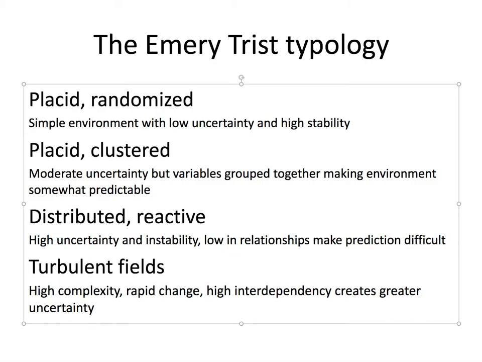Then you can have distributed and reactive environments where there's a high level of uncertainty and a high level of instability. There's a high level of uncertainty because the environment is changing and unstable, and there's a low level of relationships between the factors, which means it can be difficult to make clear-cut predictions because you don't know how the change in one factor, say technology, is going to change the economy, another factor, for example. So that can make prediction difficult. The most changing environments, and the hardest to understand, though, are turbulent fields where there's a high level of complexity, rapid change, and high interdependency between factors, which make it impossible to trace what's going to happen.